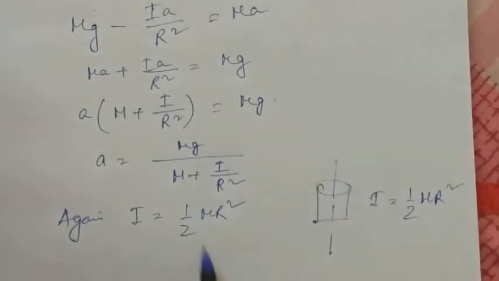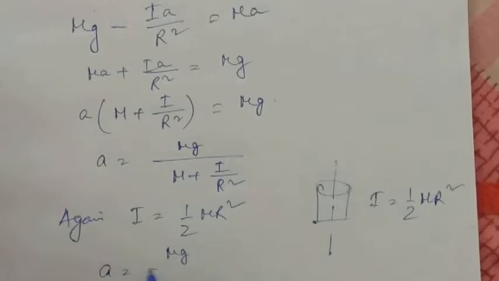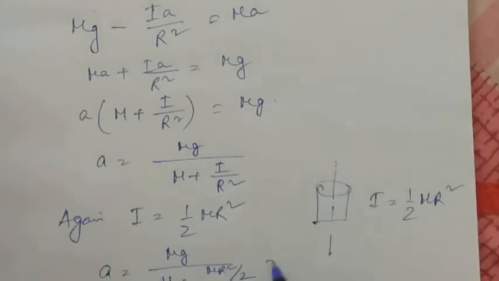So replace I as half mr square in the equation. We get mg by m plus mr square by 2 by r square. So r square gets cancelled out, and it becomes 2g by 3. M gets cancelled, r square gets cancelled, so m by m plus m by 2.